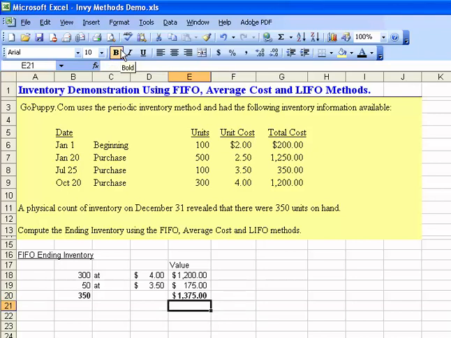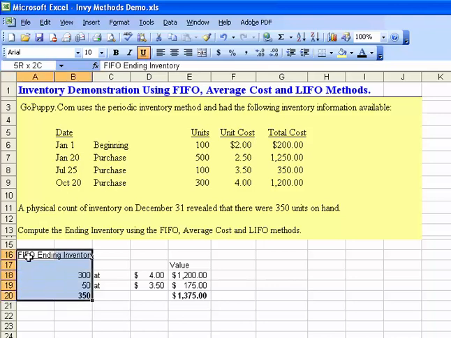Okay, even though the problem says average cost next, let's do LIFO next. Again, we use a layering effect, only this time LIFO means last one in, first one out. So we need to pull from the top of the stack. So we have 100 units at January 1st, right here at row 6.